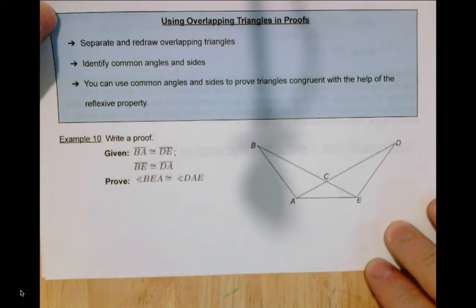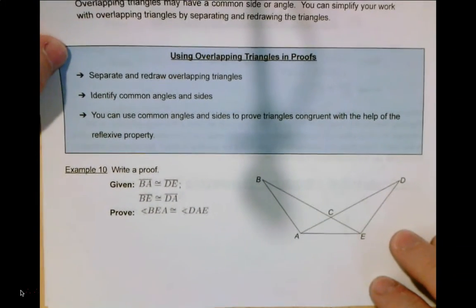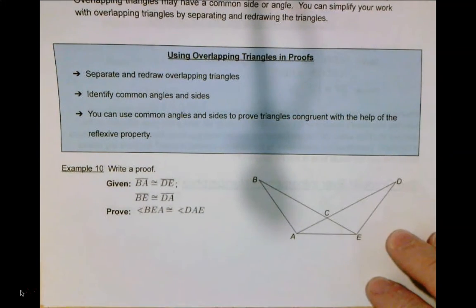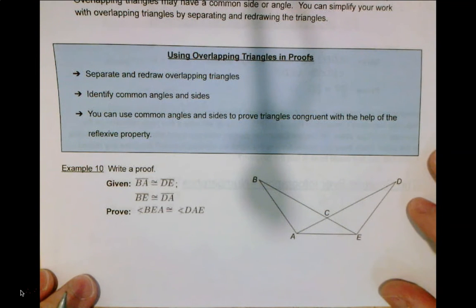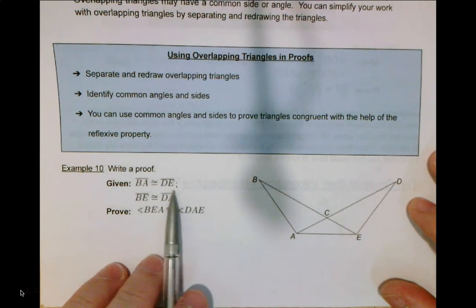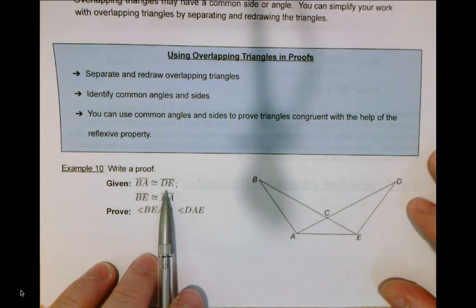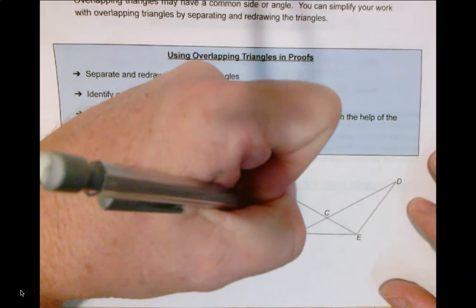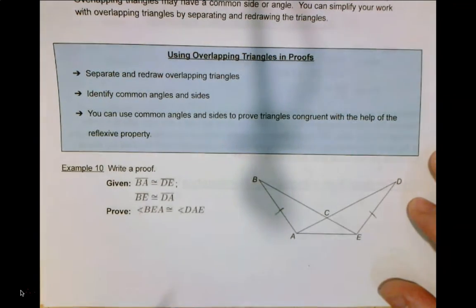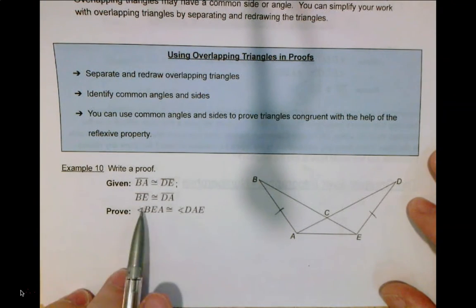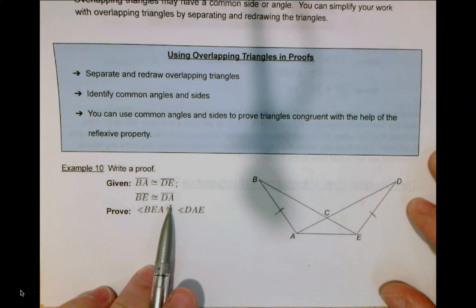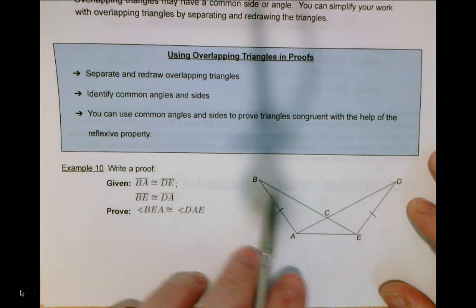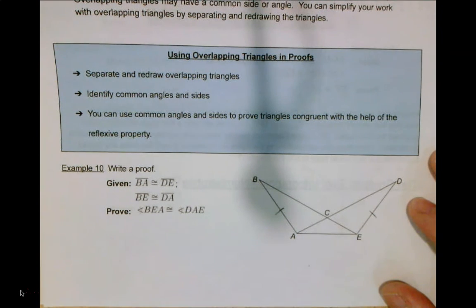So example 10, I'm just going to do the diagram on this page, and then I'm going to grab a blank piece of paper to actually do out the proof. So BA is congruent to DE. Let me mark that in the diagram. BA is congruent to DE. BE is congruent to DA.